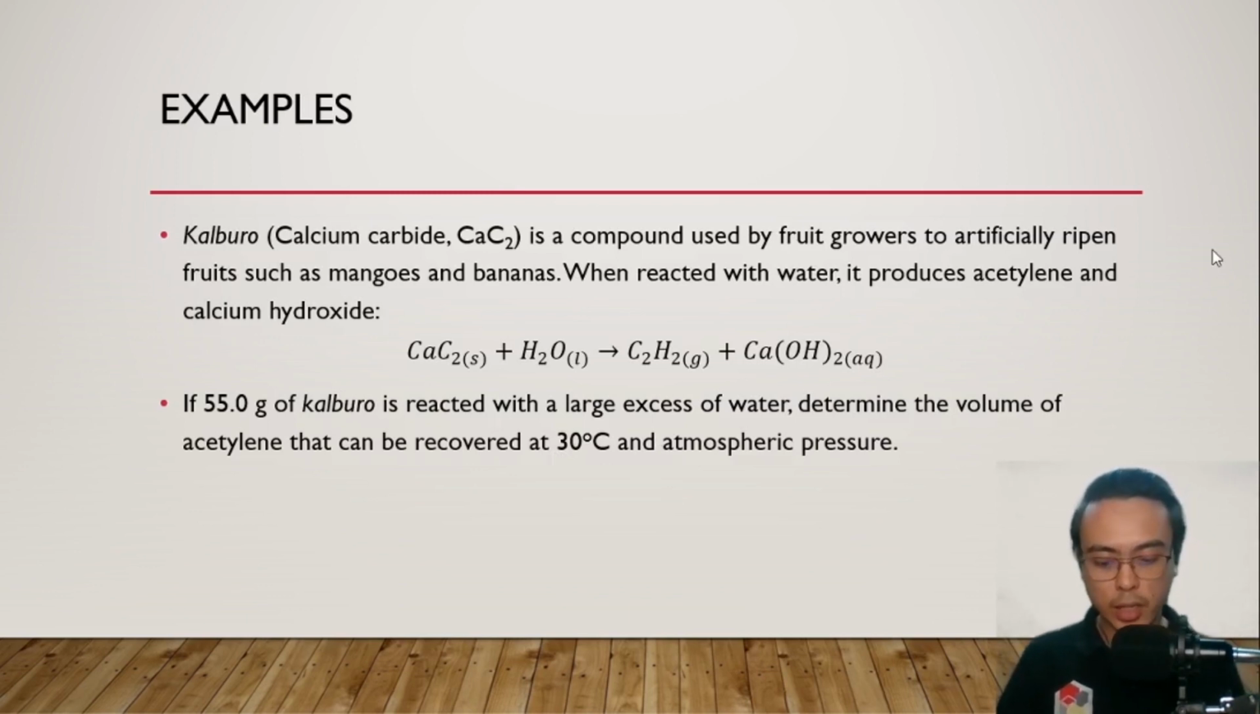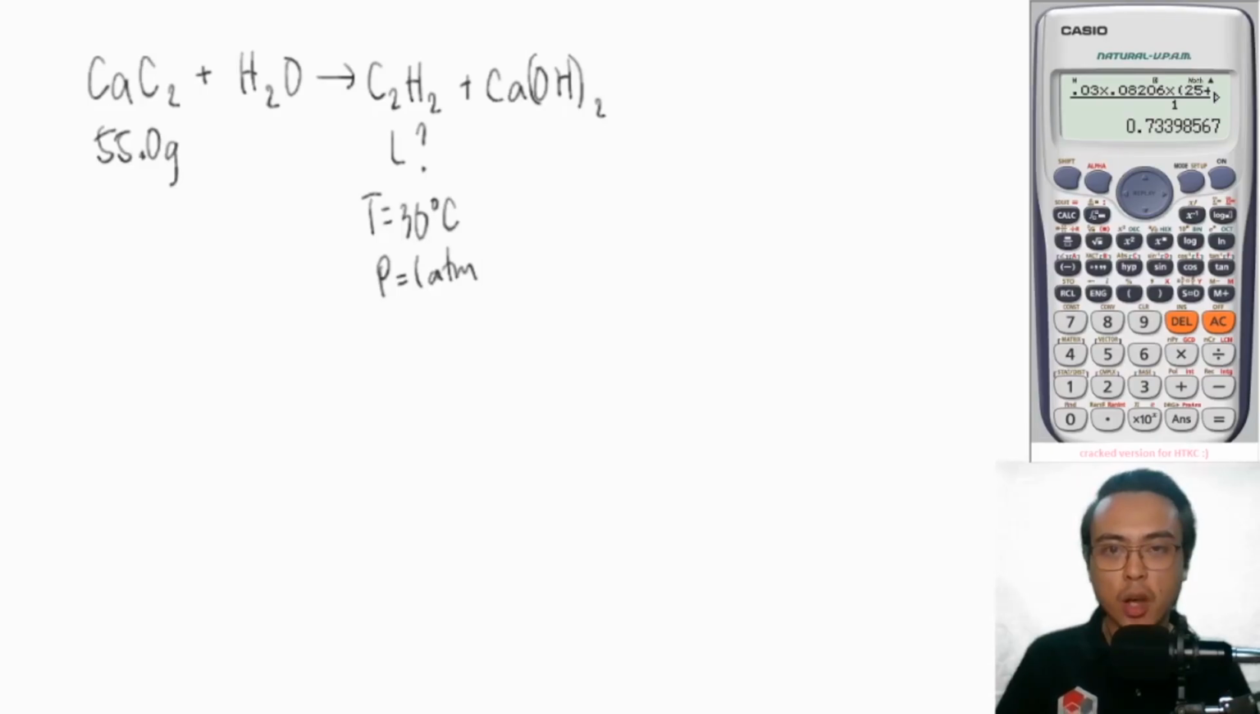Okay, so let's list the given. You are given here the complete chemical reaction, so that's good. And it was also stated that water is provided in excess. That means that water is your excess reactant and calburo or calcium carbide is your limiting reactant. So we are given 55 grams of calburo. We want to determine the volume of acetylene at 30 degrees Celsius and atmospheric pressure. And here is our given.